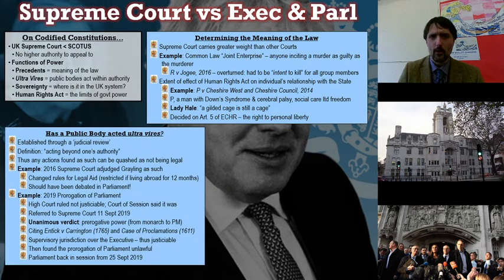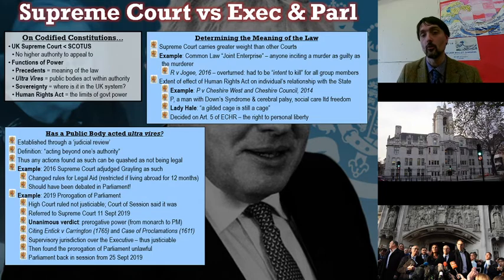The next power is all about determining whether a public body has acted beyond their authority, ultra vires in Latin. It's established through a procedure known as judicial review. Someone has to come and ask for a judicial review. They say, this law of a public body or this act of a public body, we think goes beyond their authority to do this. So it's not something that the Supreme Court or any other court can just do.